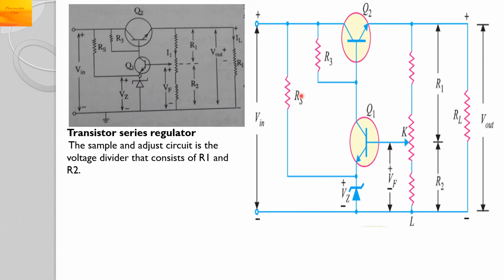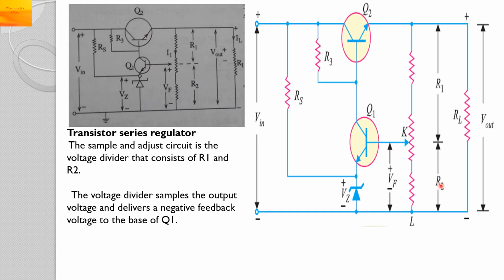The sample and adjust circuit is the voltage divider that consists of resistances R1 and R2. The voltage divider samples the output voltage and delivers a negative feedback voltage, that is VF, to the base of the Q1 transistor. The feedback voltage VF controls the collector current of Q1.